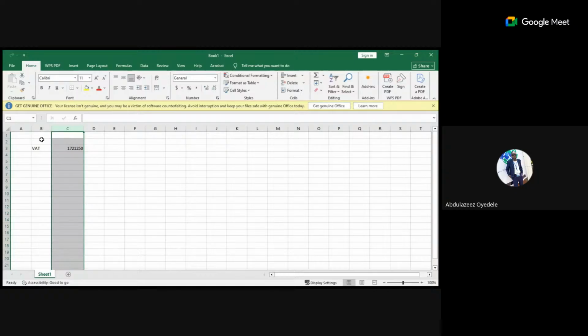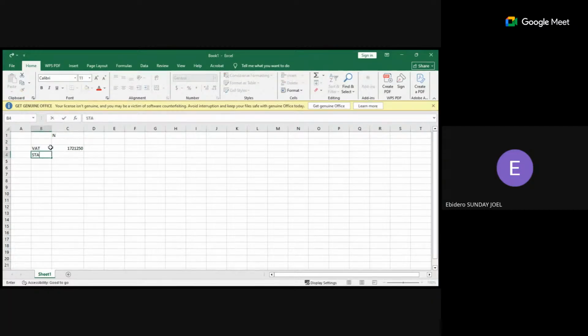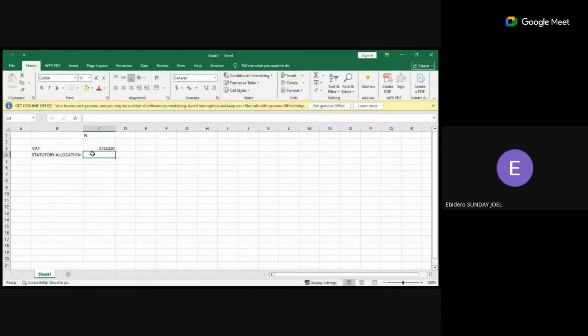And then we did for Allocation. Statutory allocation. That is 10,250,125.